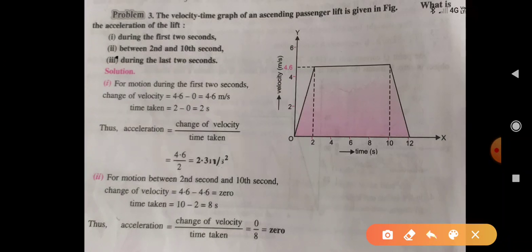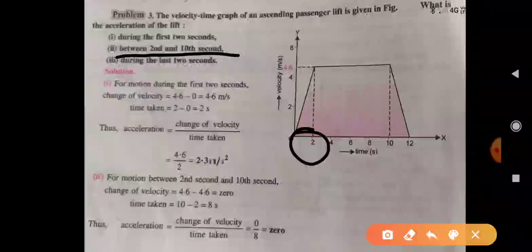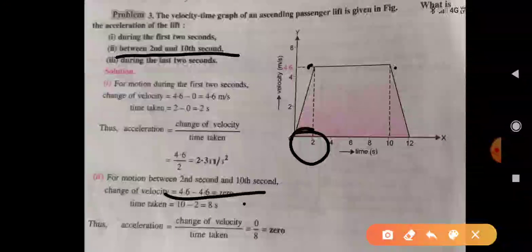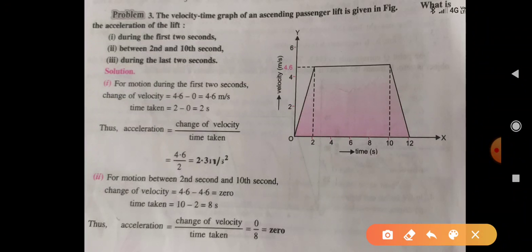Now in the second case, between the 2nd and 10th second. In this situation, if we find the change in velocity, at both the final and initial positions the value of the velocity is 4.6. So change in velocity, 4.6 minus 4.6, will be 0. Now the time taken: final time 10 and initial time 2, so 10 minus 2 is equal to 8 seconds. Total time taken was 8 seconds.